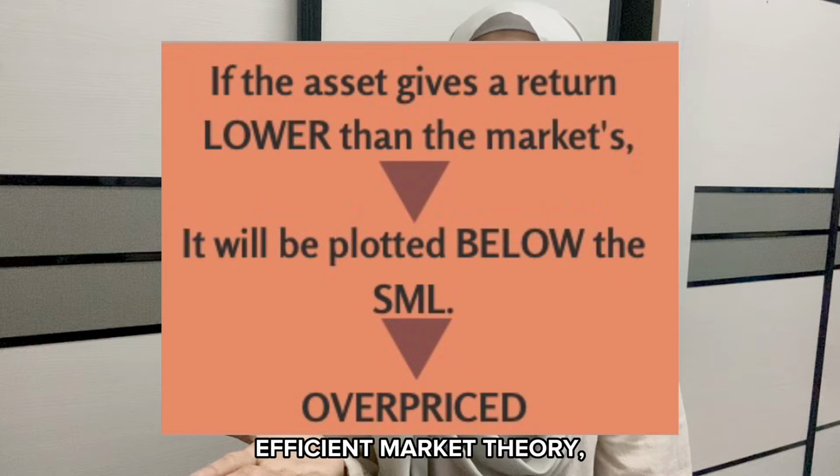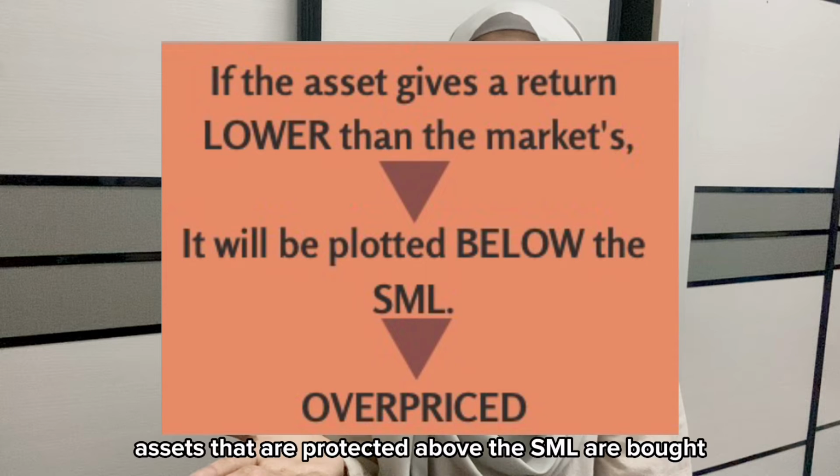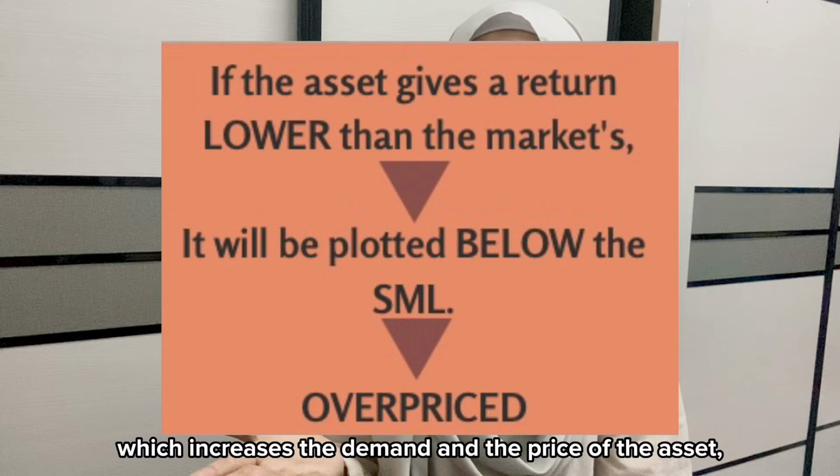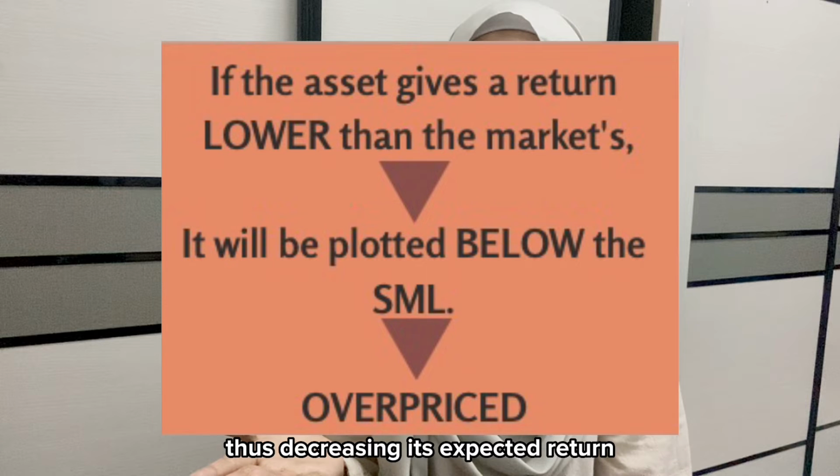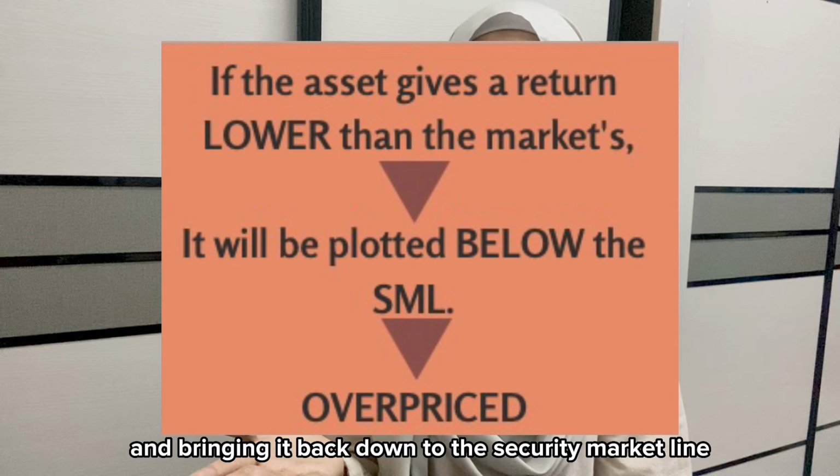With the efficient market theory, assets that are plotted above the SML are bought, which increases the demand and the price of the asset, thus decreasing its expected return and bringing it back down to the security market line.